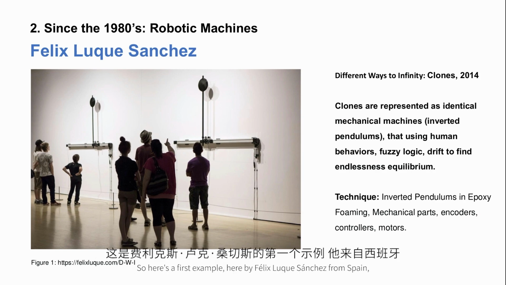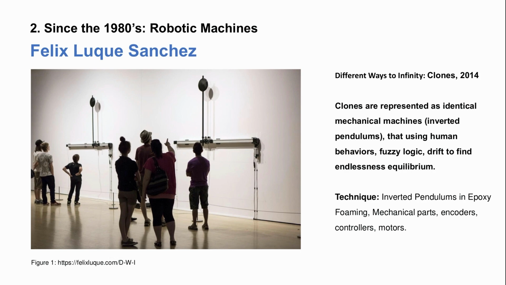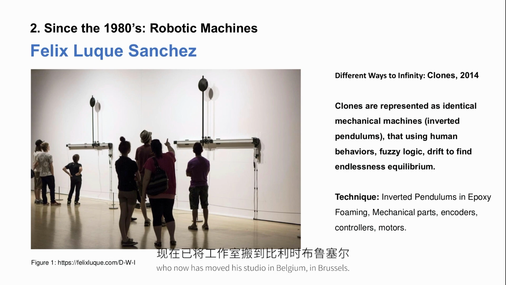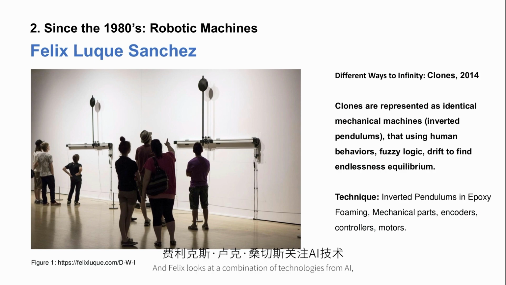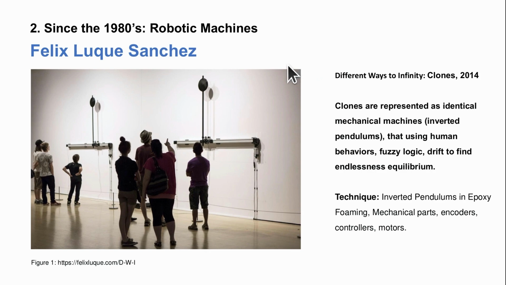In the exhibition, we will have physical systems from modern, current artists. Here's a first example by Felix Luque Sánchez from Spain, who has now moved his studio to Brussels, in Belgium. Felix looks at the combination of technologies from AI, from other types of software computing approaches, and also engages by building machines, looking at different aspects of physics here. This particular piece will be on display at the exhibition. It is human scale. It's very impressive.